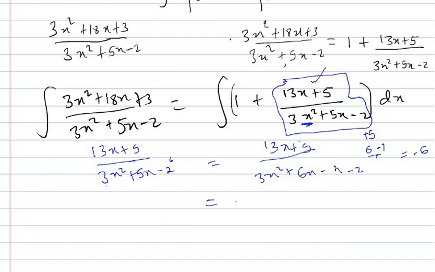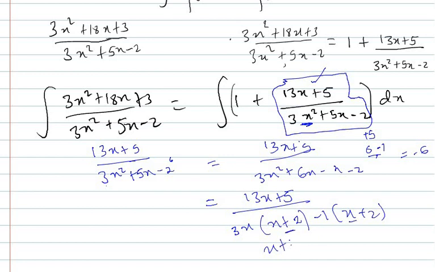I can now say (13x plus 5) all over 3x, then we have (x plus 2), and here we have minus 1 into (x plus 2). So we have x plus 2 common in both, so you can take it out, into (3x minus 1). So we have got this, and we need to replace this instead of this. So let's clean.